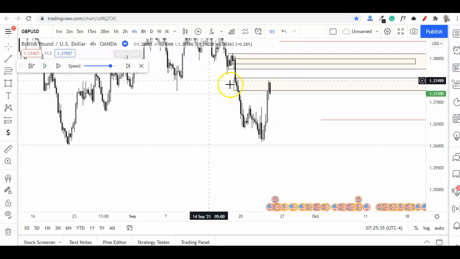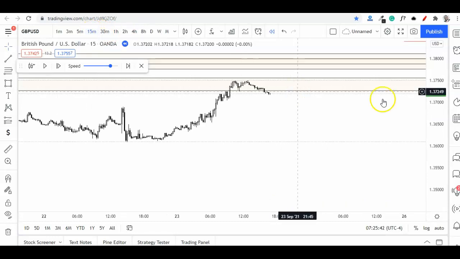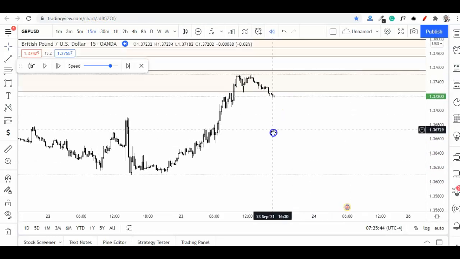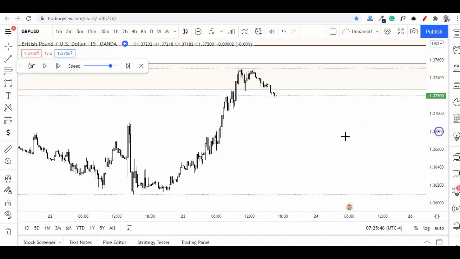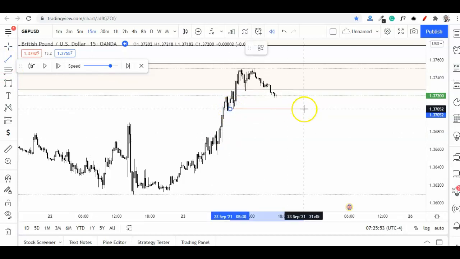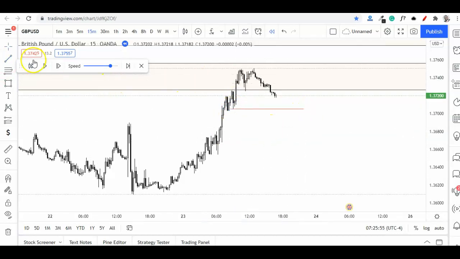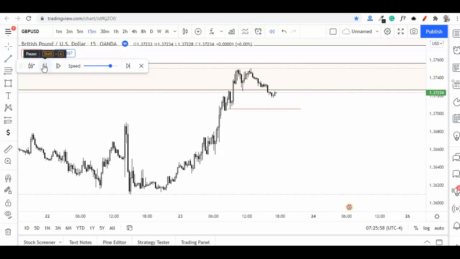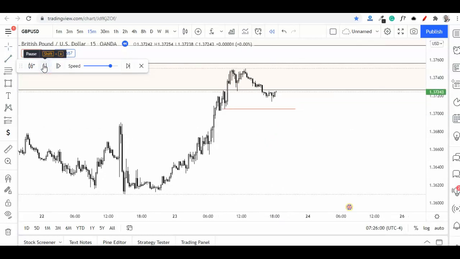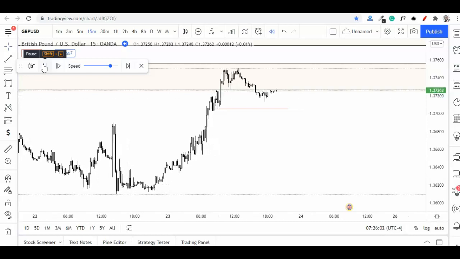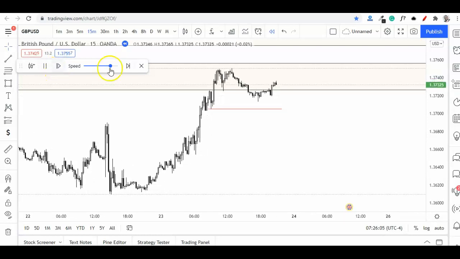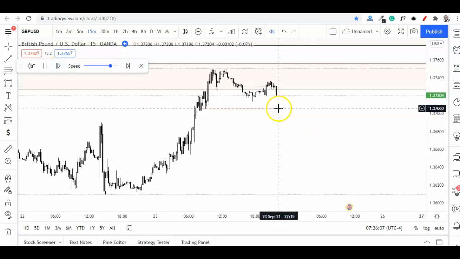When price gets in there, I then look at the 15 minutes time frame. We observe the 15 minutes time frame. What are we looking for here? We are looking for a break of structure here. We're looking for a break of structure. So let's see. Price is moving up.